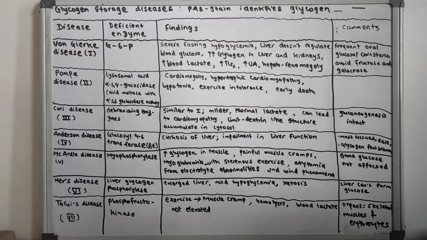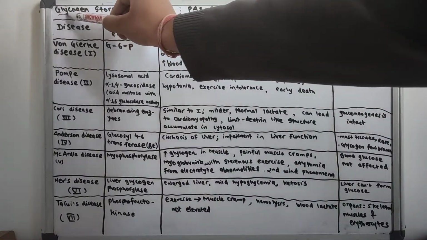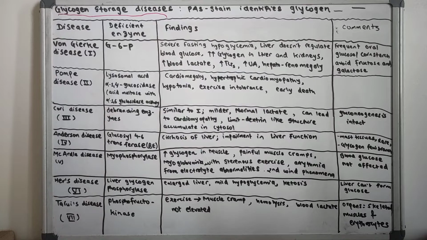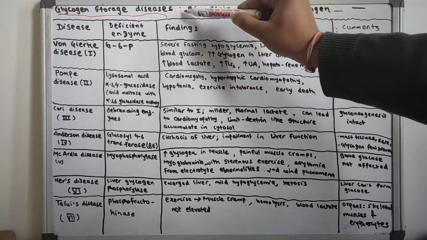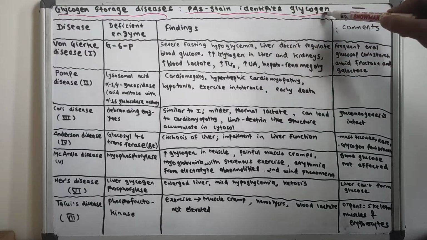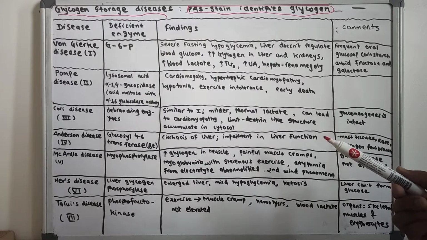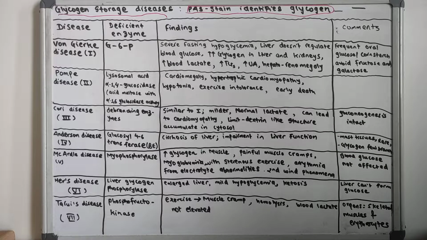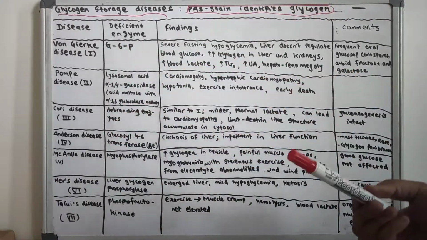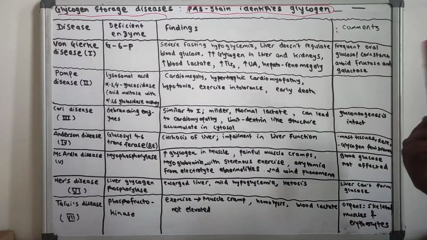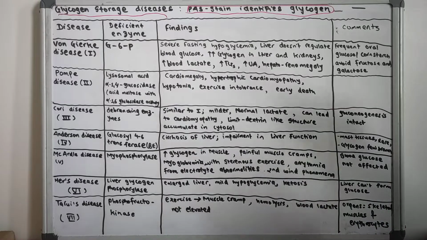So in this lecture we are going to talk about the different glycogen storage diseases. At least 15 types of glycogen storage diseases have been identified, all resulting in abnormal glycogen metabolism and accumulation of glycogen within the cell. The periodic acid-Schiff stain identifies the glycogen, and it is useful in identifying those diseases. The various glycogen storage diseases are type 1, type 2, type 3, type 4, type 5, type 6 and type 7. Today we will talk about these.